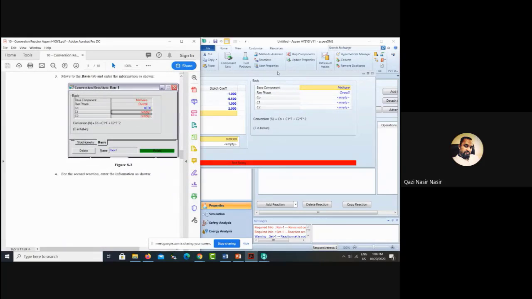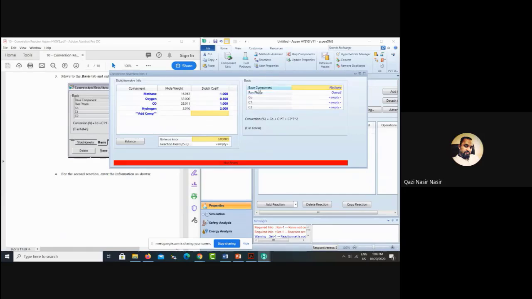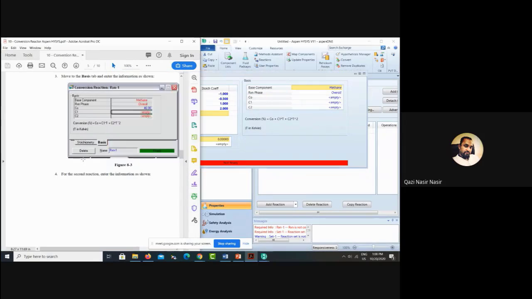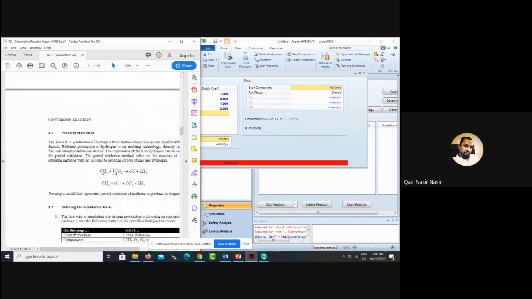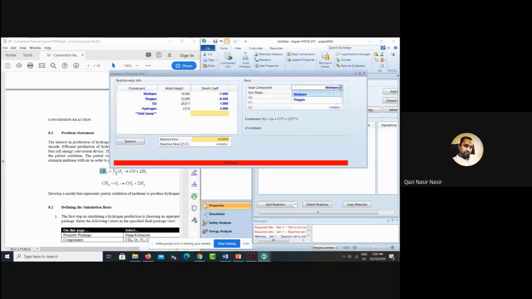Now, if you look at this part of the window, you can see we have the base component. If you look at your reaction, in both reactions the base component is methane, which is converted, right? The thing which is converted is methane, which is the most important reactant. So the base component is the component that must be shown here. Okay, if you look here, we have two reactants: methane and oxygen.